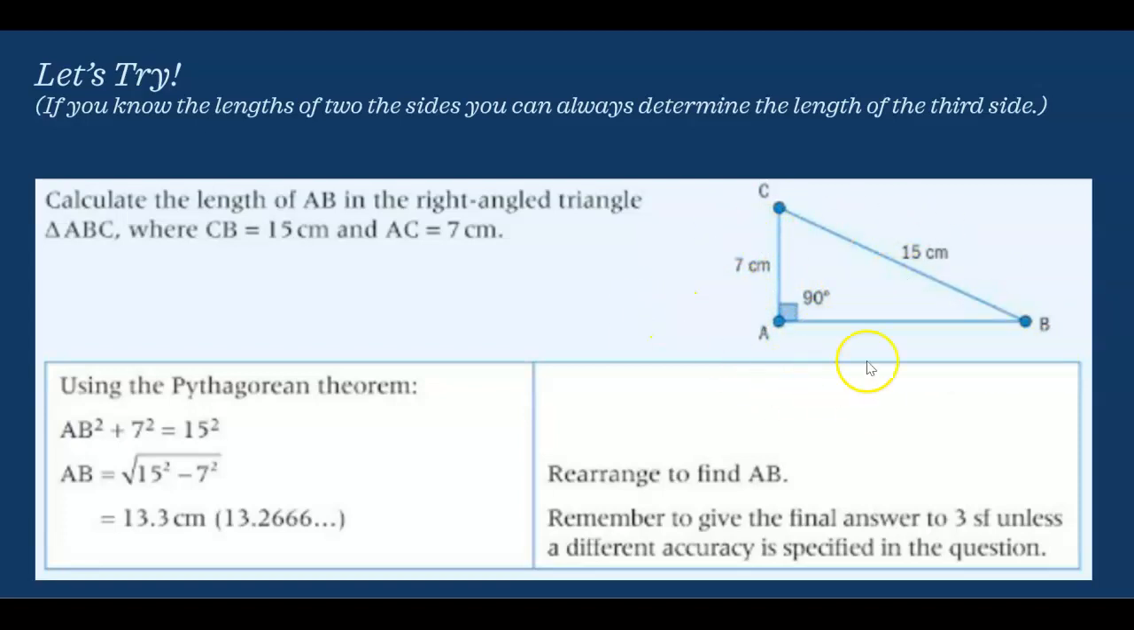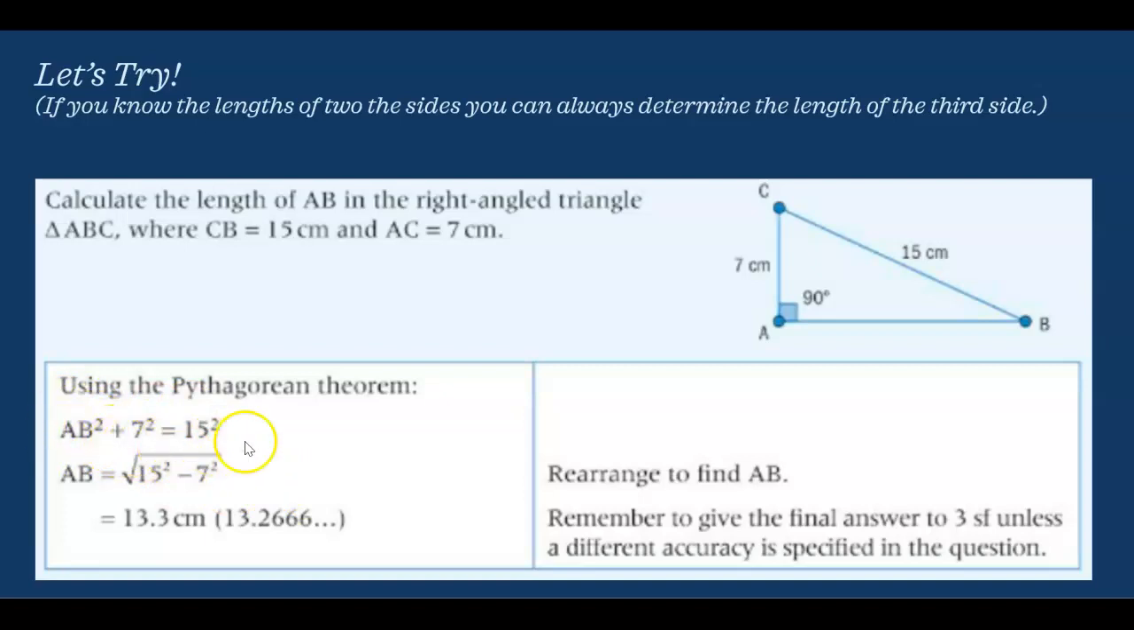Since this is a right angle triangle and I'm given two of the sides, I can use the Pythagorean theorem. So I'll use a squared plus b squared equals c squared, where this is a squared, this is b squared. Hypotenuse is always c squared. So I'll plug it in. I don't know AB. Side AB, that's what I'm trying to find. So I'm going to leave it as a variable, AB squared, plus, I do know this side, so 7 squared equals 15 squared.